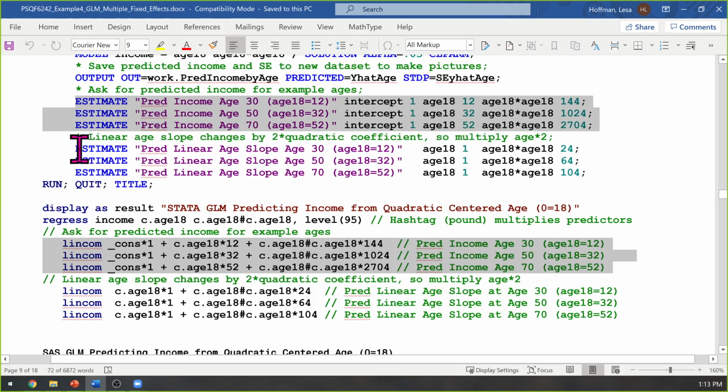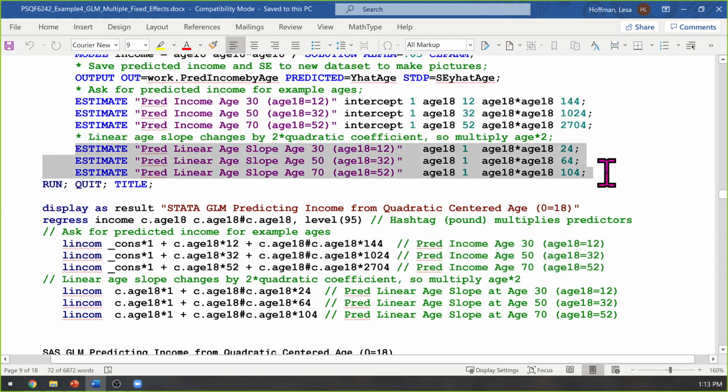And then the linear slopes at each age function similarly, except that what I need is 1 beta 1, and then I need 2 times the value of age that I want the linear slope for. So that's how you can get what the slope is predicted to be at any point on the function, as well as its standard error and p-value. So that's the advantage of doing these sorts of commands over hand calculations.